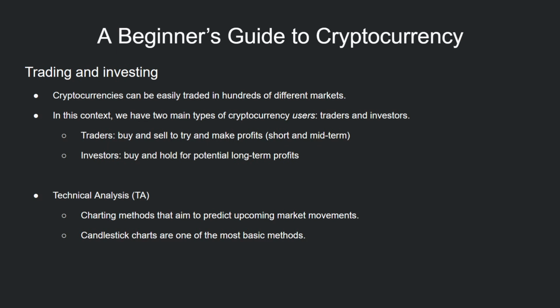And okay, so this brings us to the technical analysis, or TA, of charting methods that aim to predict upcoming market movements. So traders and investors use technical analysis and indicators in an attempt to predict the markets and eventually make profits from those movements. And candlestick charts are one of the most basic methods for technical analysis, and is the topic we're gonna discuss in the next section.